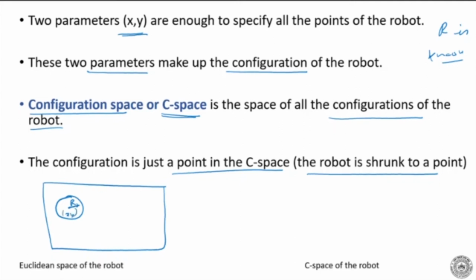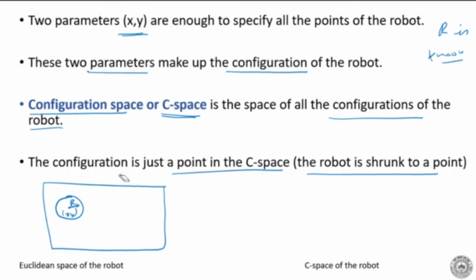Okay. This is my workspace. Now, the configuration space is a collection of all the configurations of the robot, all the possible configurations. Now, obviously, this robot cannot go out of this boundary. It cannot go like that. So this point is out of the configuration space.